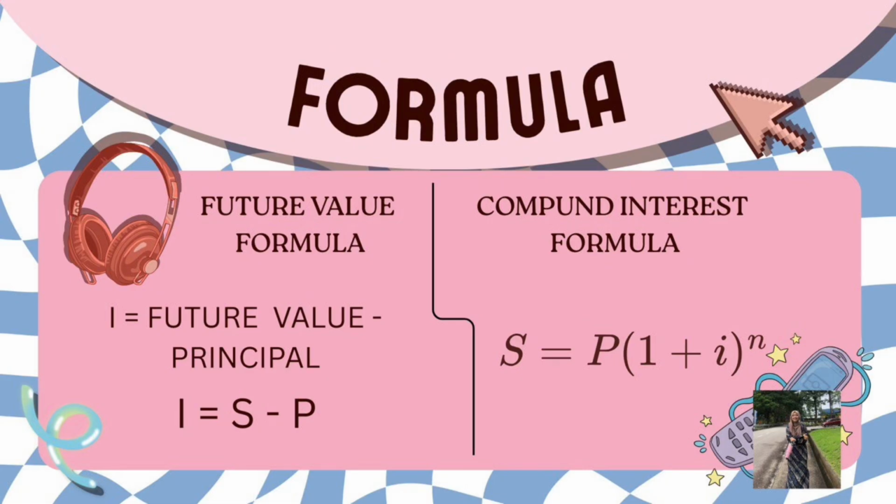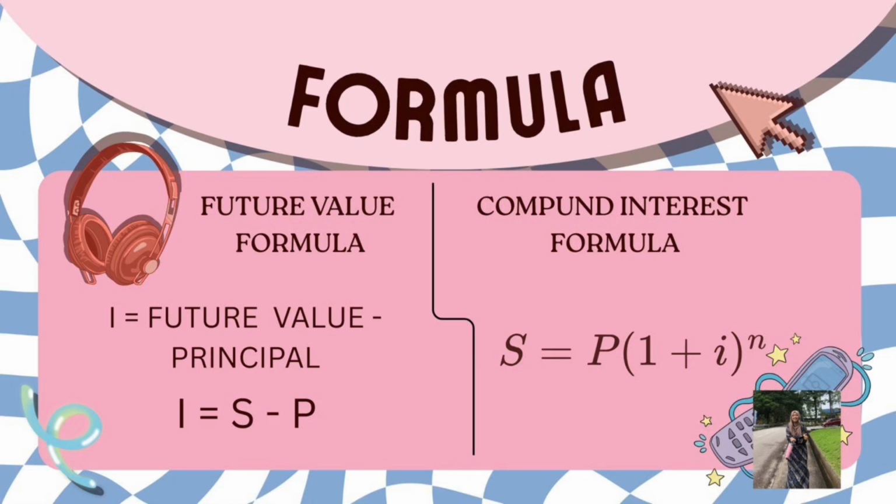These are essential when we want to find out how much money we will earn or owe every time. First of all, let's look at the future value formula. Capital letter I equals S minus P. This means capital letter I is the interest amount, next S is the future value or maturity value, and P is the principal, the original amount. So basically, we subtract the original amount from the final amount to find out how much interest was earned.